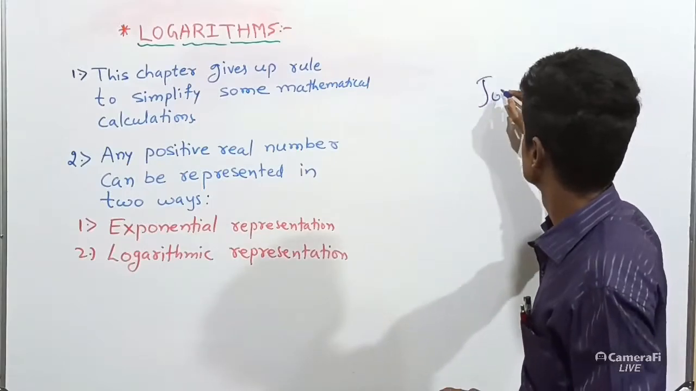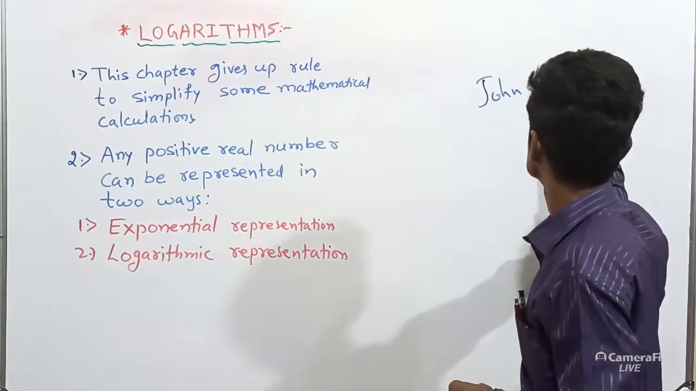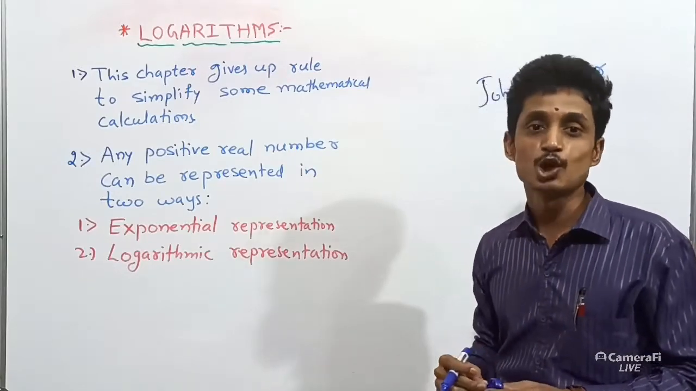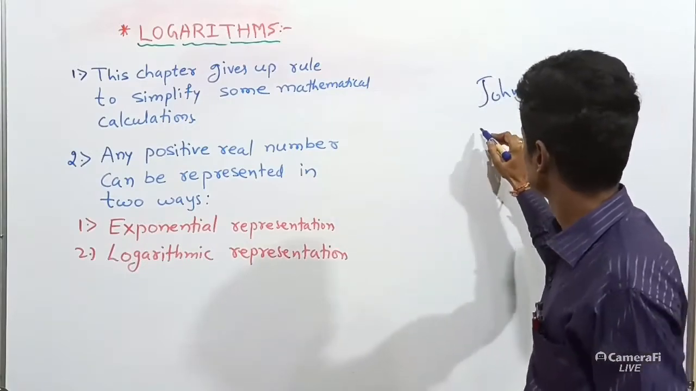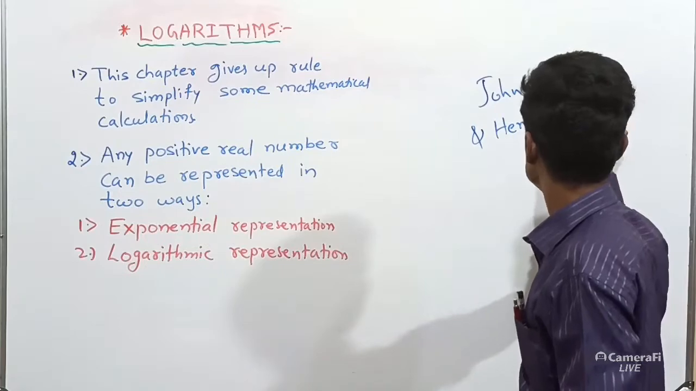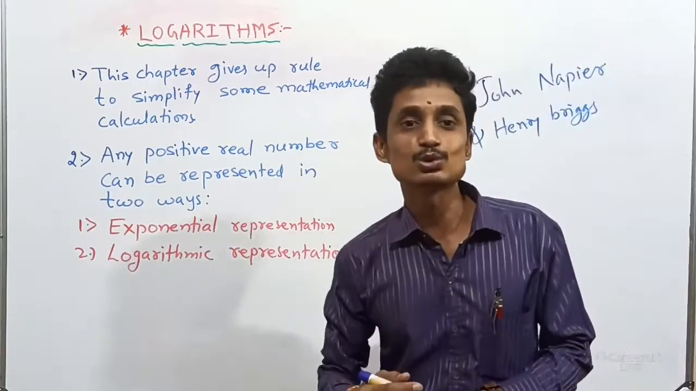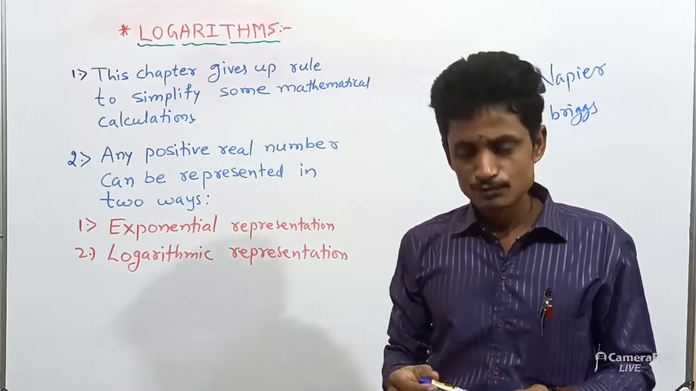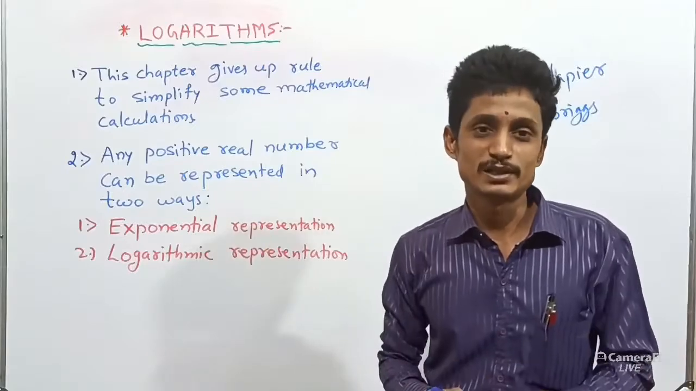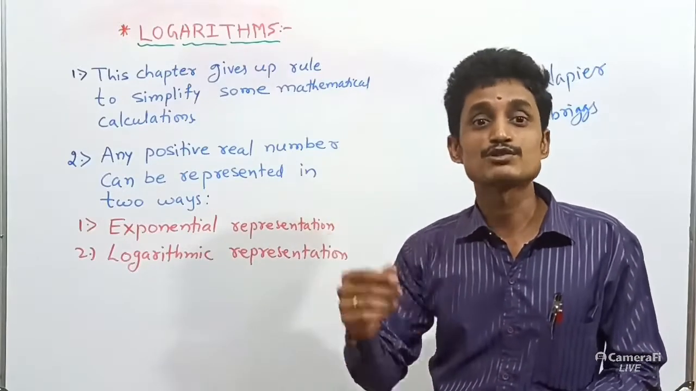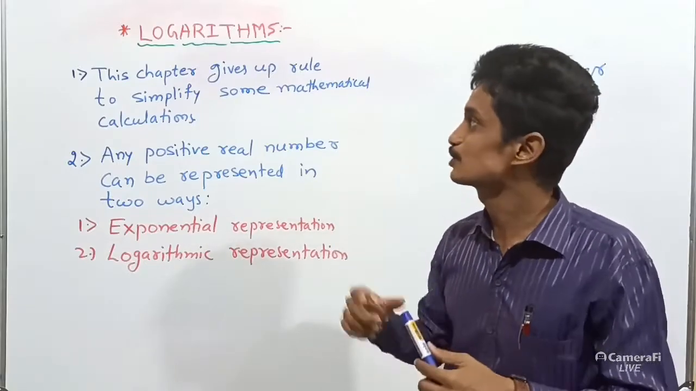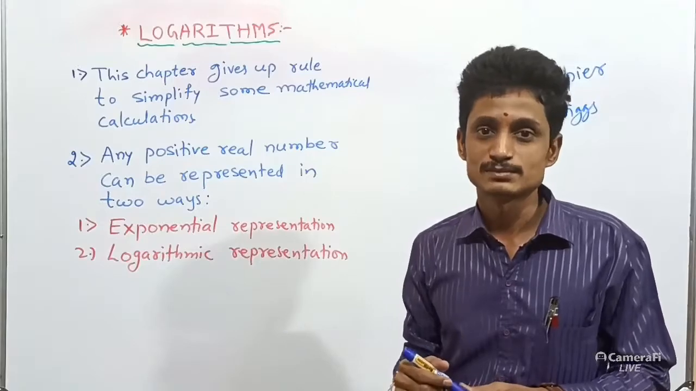John Napier introduced the concept of logarithms. Afterwards, Henry Briggs modified them to suit our calculations. Without calculators, by logarithms, anything we can calculate, like square root of 2, square root of 0.01, square root of anything or any power.